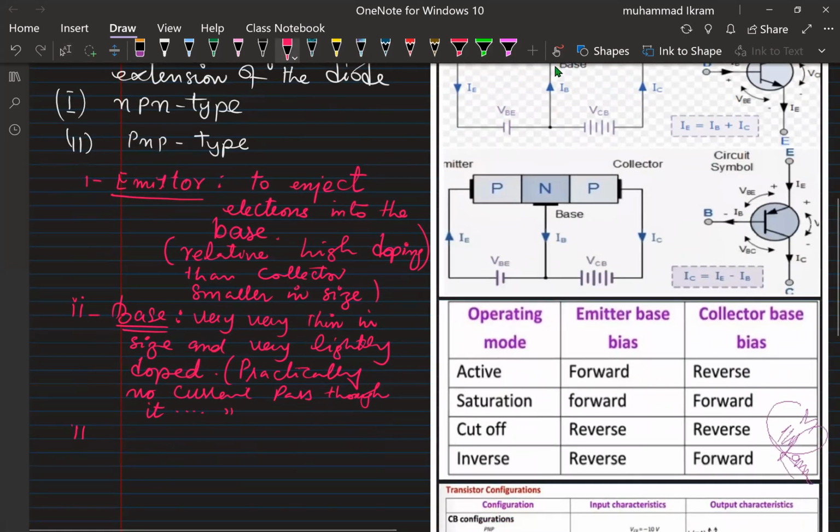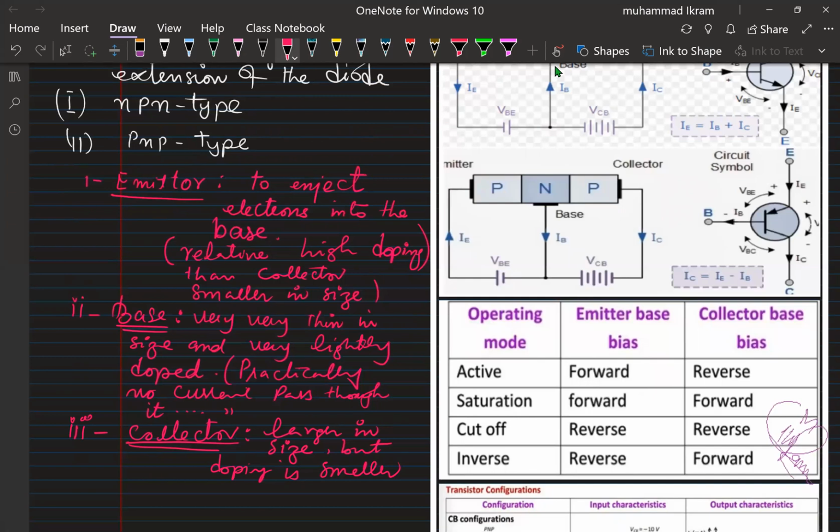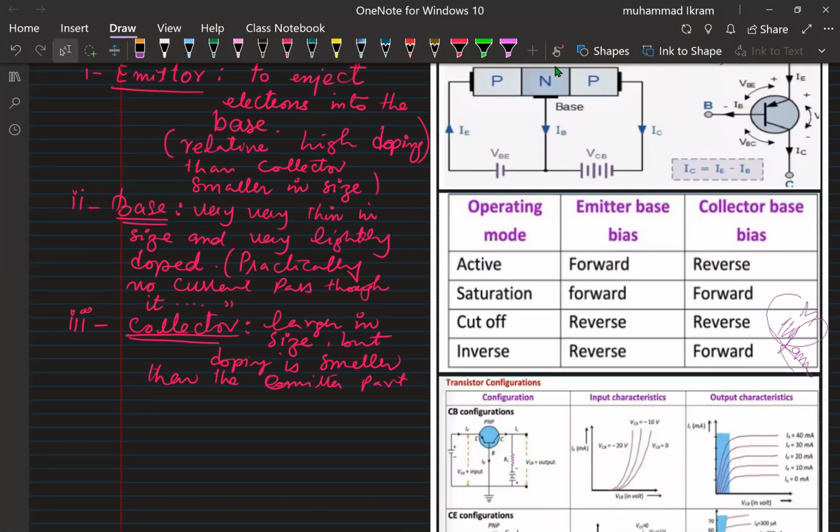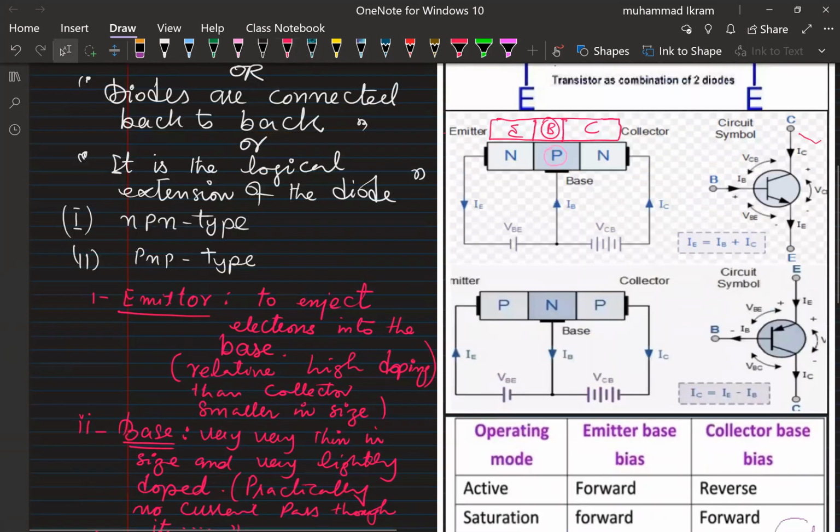Then the third part of the transistor is the collector part. The collector part is larger in size, but its doping is smaller than the emitter part. The collector collects electrons from the emitter through the base. So these are the three important parts of the transistor.